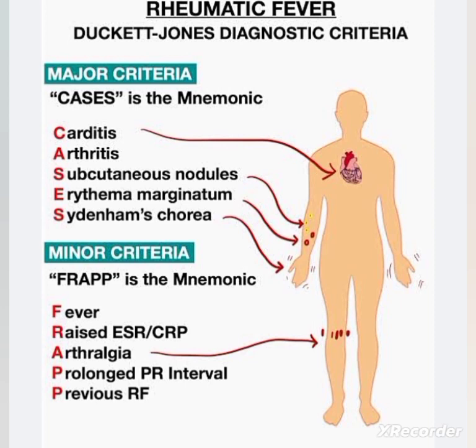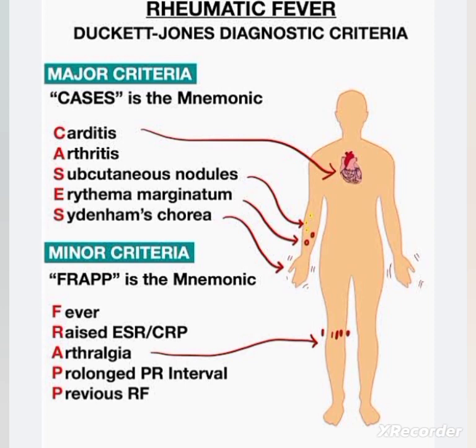Next one, subcutaneous nodules. Subcutaneous nodules, usually associated with severe carditis, are firm, small, hard, painless swellings located over the extensor surface of joints, particularly the knees, wrists, and elbows. Next one, erythema marginatum. The bright pink, non-arthritic, map-like macular lesions occur mainly on the trunk and proximal extremities and may be exacerbated by heat.